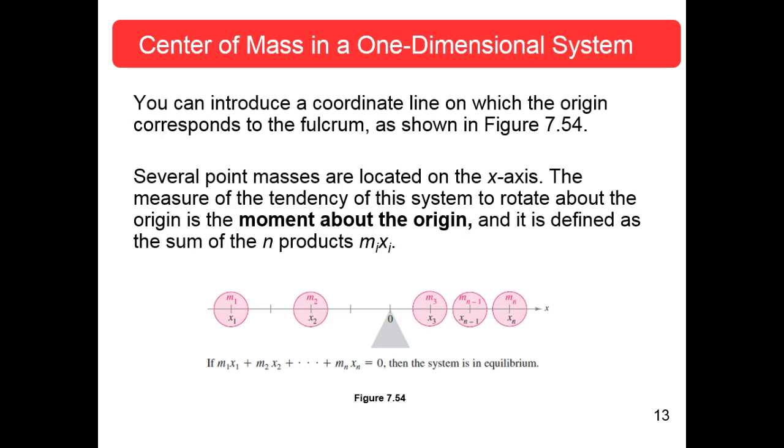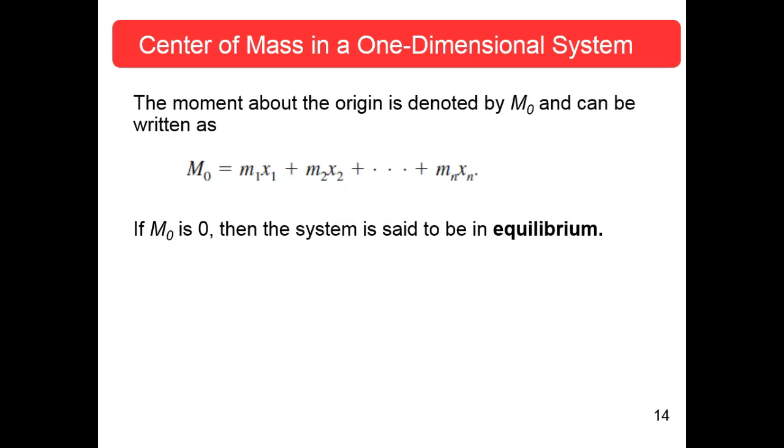So here you have your formula for whatever system you have here. If that's in equilibrium, then those moments all add to 0. And that's usually what we want to happen. That would be statics. It's all equal to 0. Nothing's moving. You're in equilibrium. The moment about the origin, denoted by M sub 0, can be written as M sub 0 equals M1 x1 plus M2 x2, all the way up. That thing we just had. If that moment about the origin is 0, then you're in equilibrium, you're in a static state.